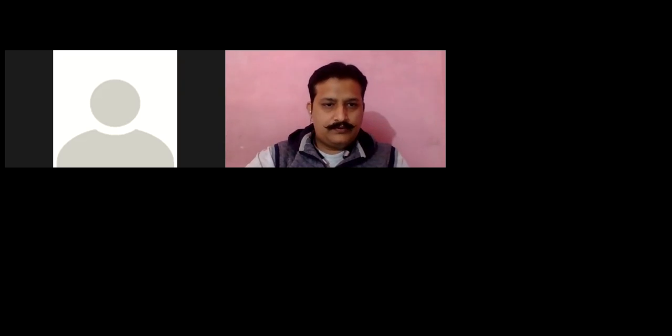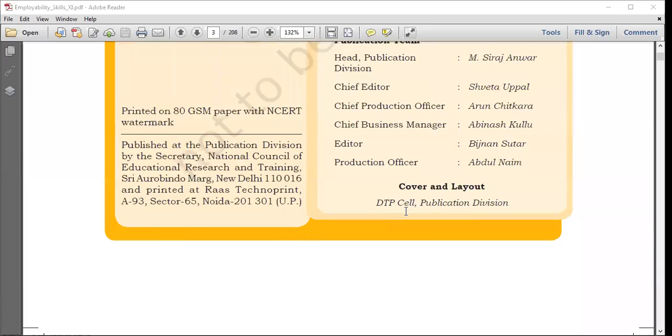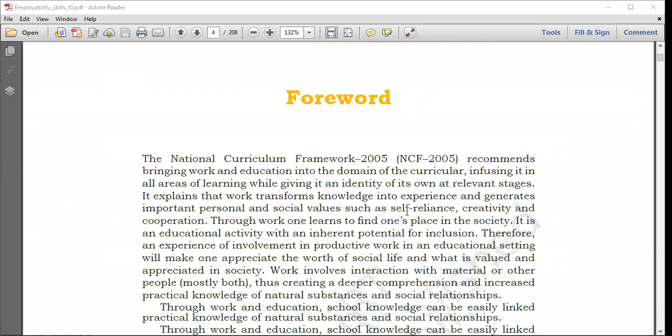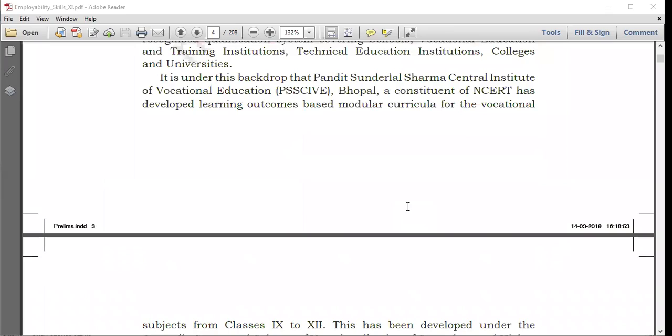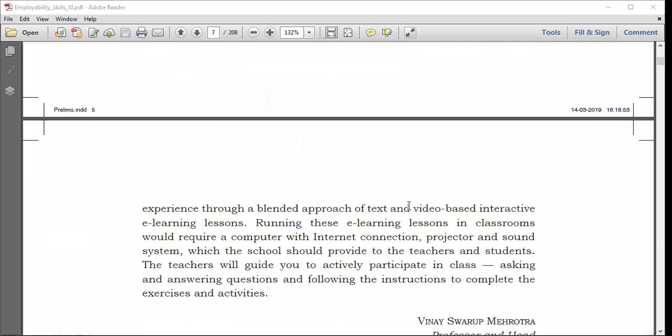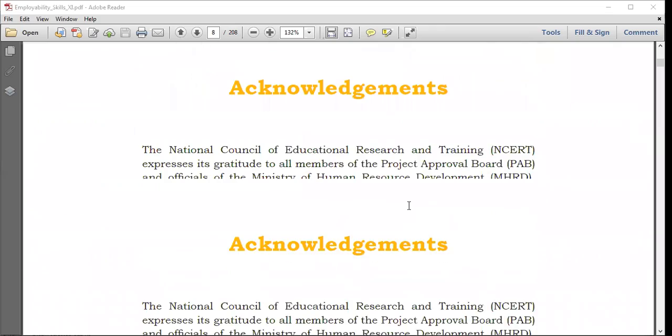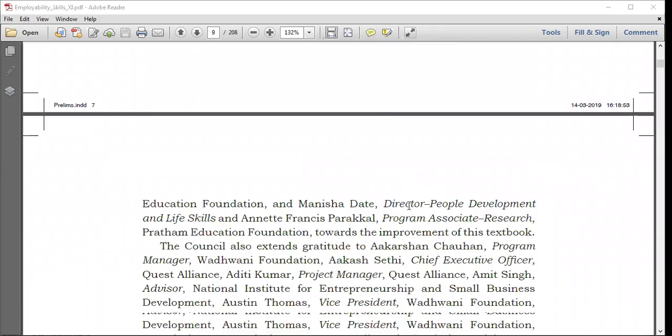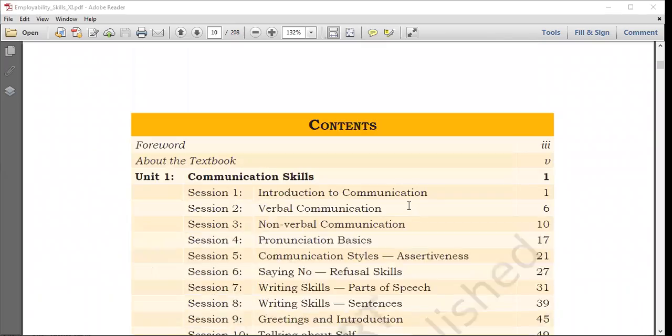Okay, let's go to the book first of all. Move on to the book. So I'll share this book in the group also today. Let's just start with this. Initially, acknowledgement and all are given. So let's go to content.